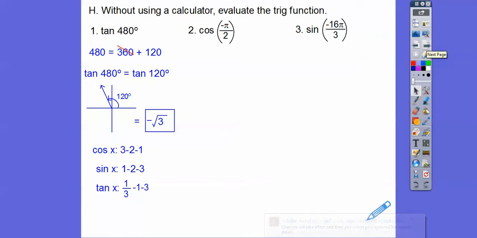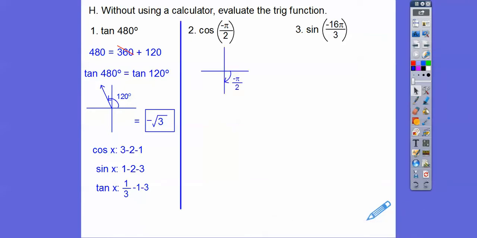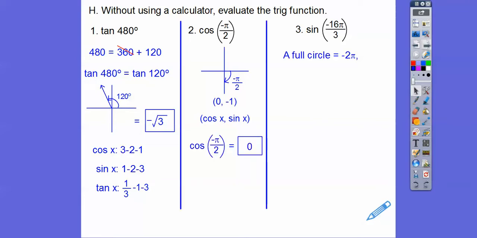Alright, so cosine of negative pi over 2 is down over here. Pi over 2 would be up here. Clockwise is negative, so negative pi over 2 is down here. This has the ordered pair of 0, negative 1. Remember, it's cosine comma sine. C is before S in the alphabet, so cosine comes first, so cosine of that is 0.